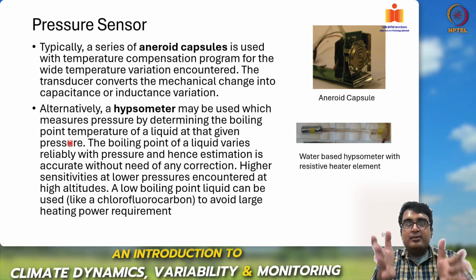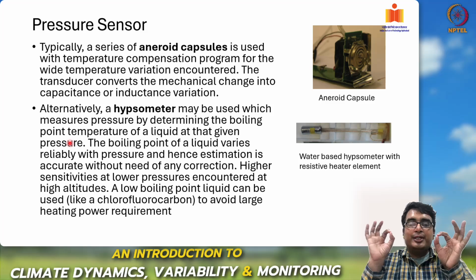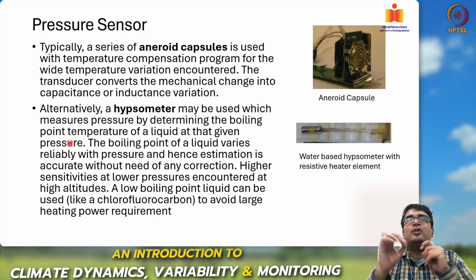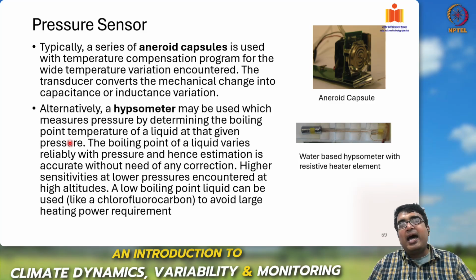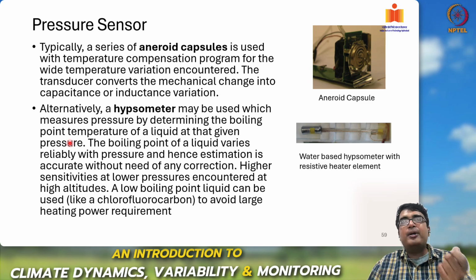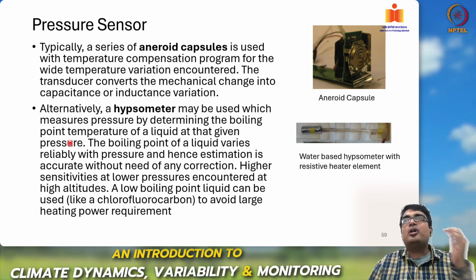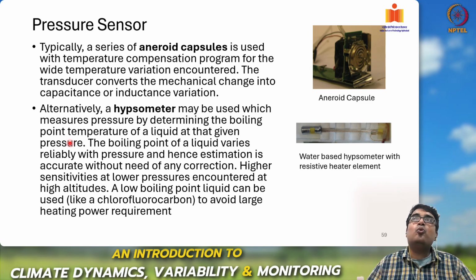So, given a certain ambient pressure, there is a constant temperature at which a liquid will boil, and if you know the temperature at which a liquid is boiling, you can infer the pressure based on the phase change diagram for that liquid, which is usually well evaluated.